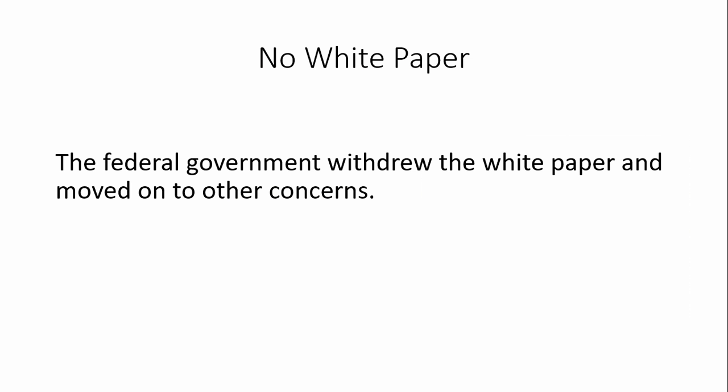Okay, so in the end, there ended up being no white paper. The federal government withdrew the white paper, and they moved on to other concerns. As the Canadian government had a lot of other things to focus on instead, they decided that they were not going to pursue the white paper after all. Okay, so in this lesson, you saw a variety of attempts to assimilate and impose liberalism on First Nations people. That is your lesson 4.